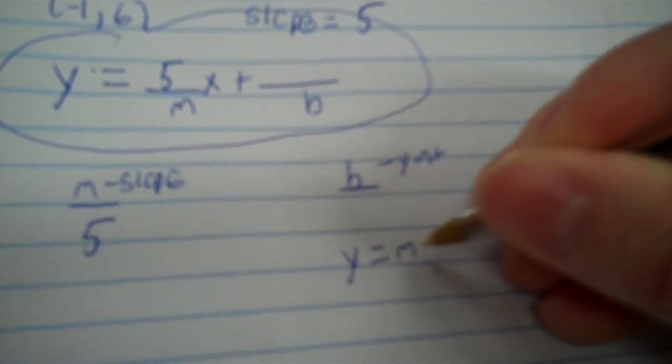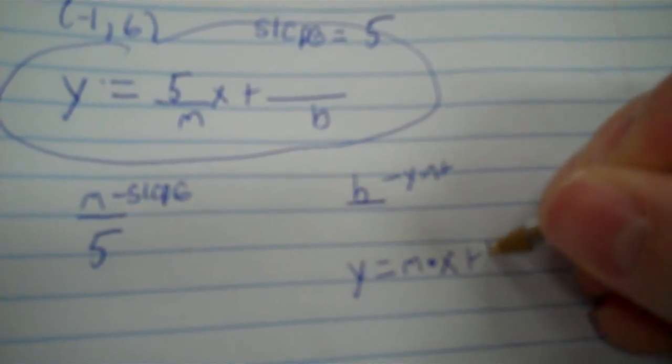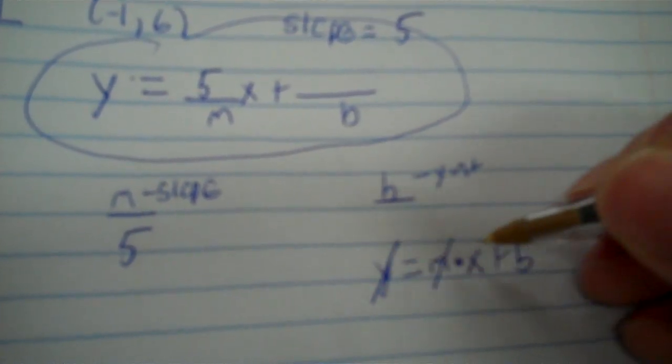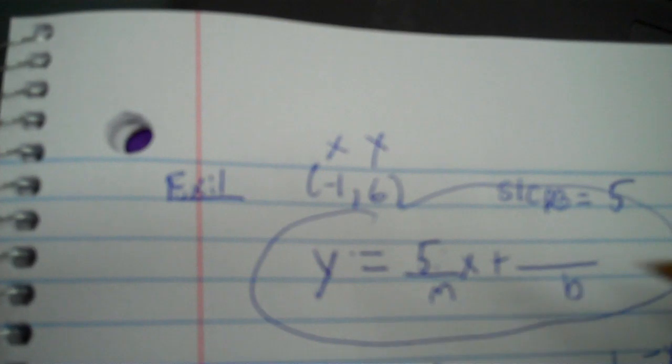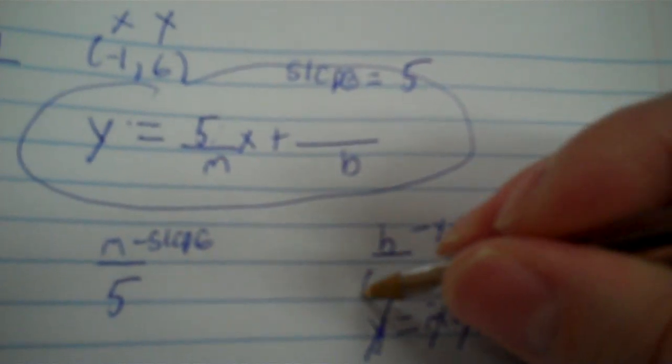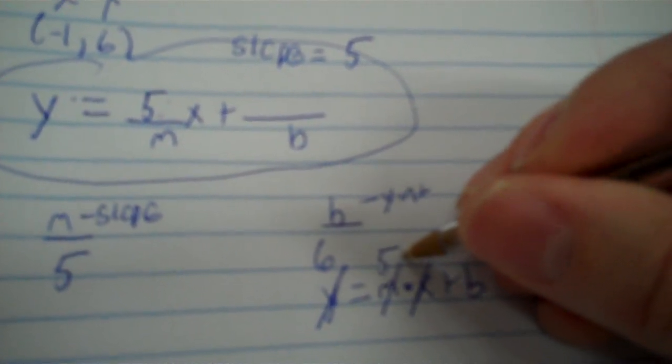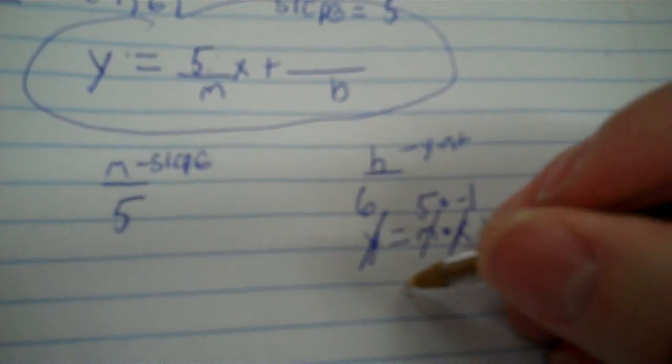Y equals m times x plus b. Y equals mx plus b, but mx means m times x. Now you are solving for b. You need to cross out the y, the m, and the x. Now you've got to put numbers in for those. Your m is the 5. Your x and y is this coordinate point. So you put 6 for the y, and then you need to write times negative 1 right there.